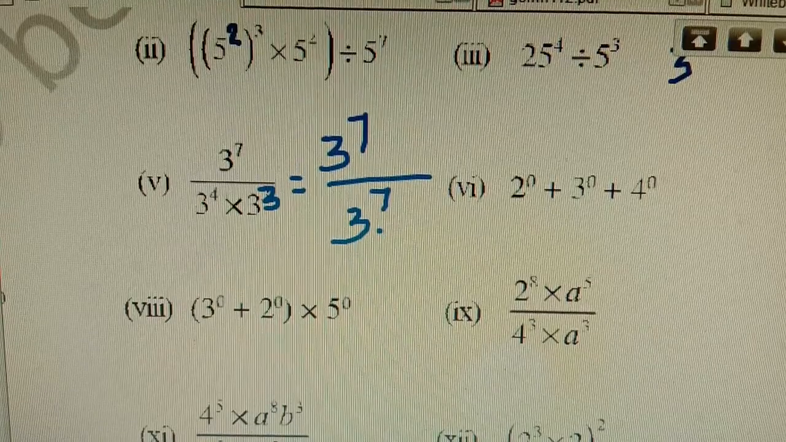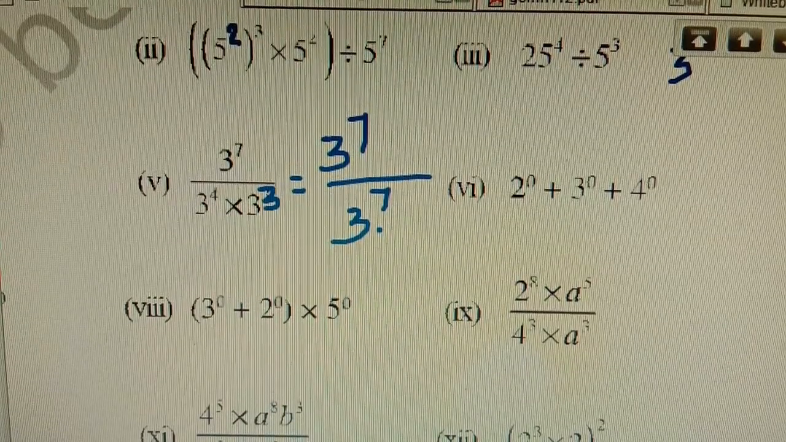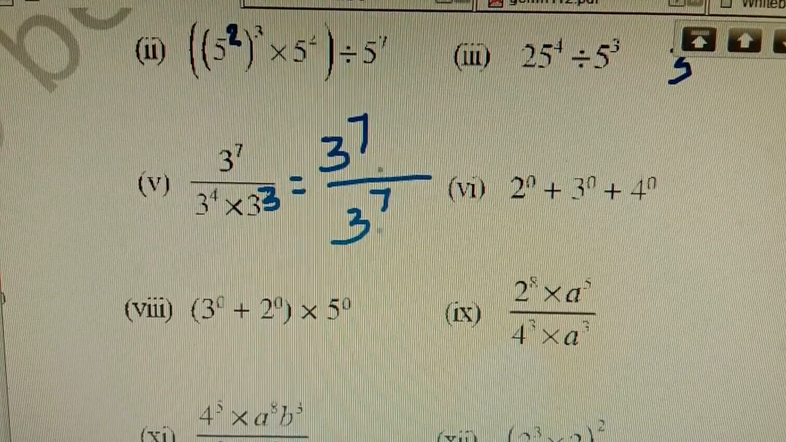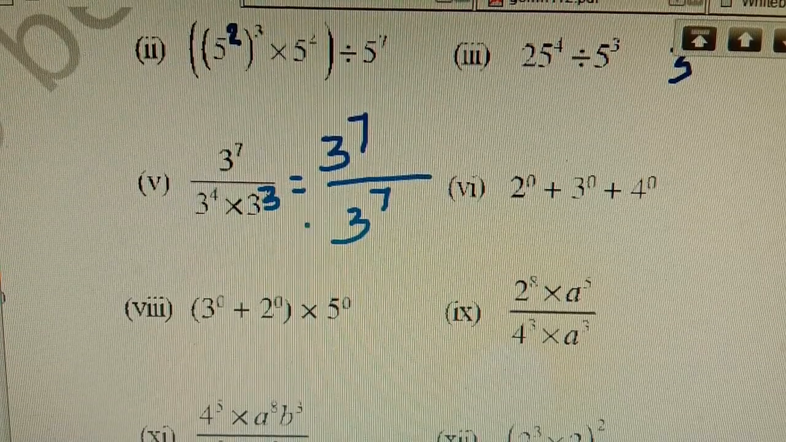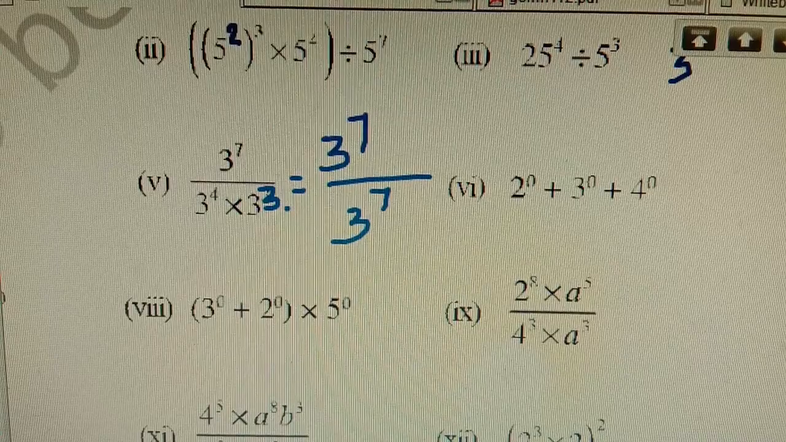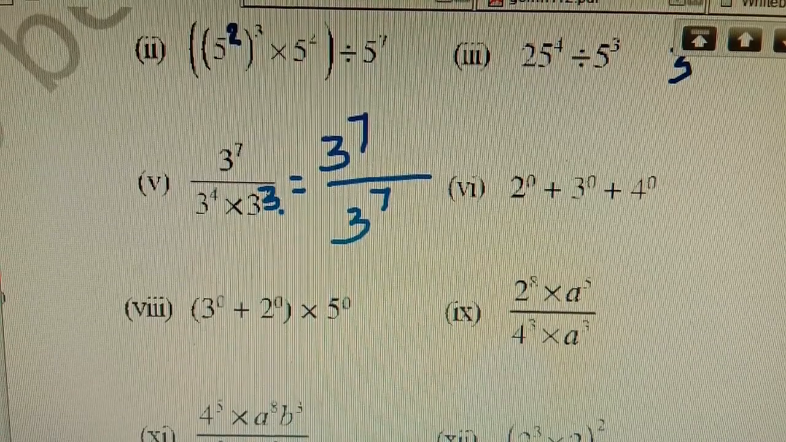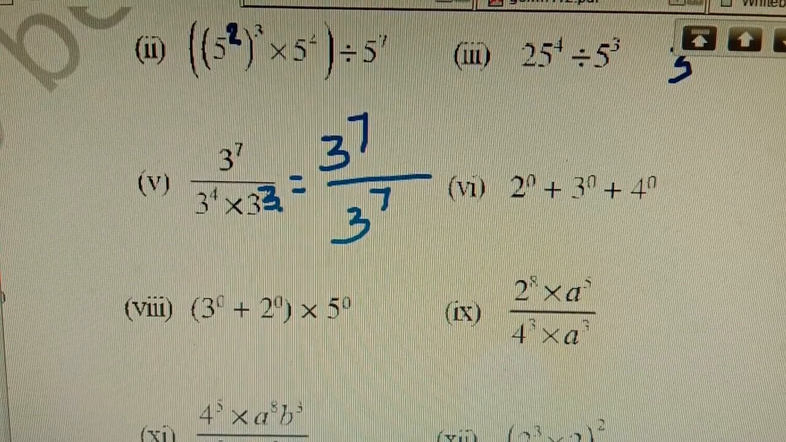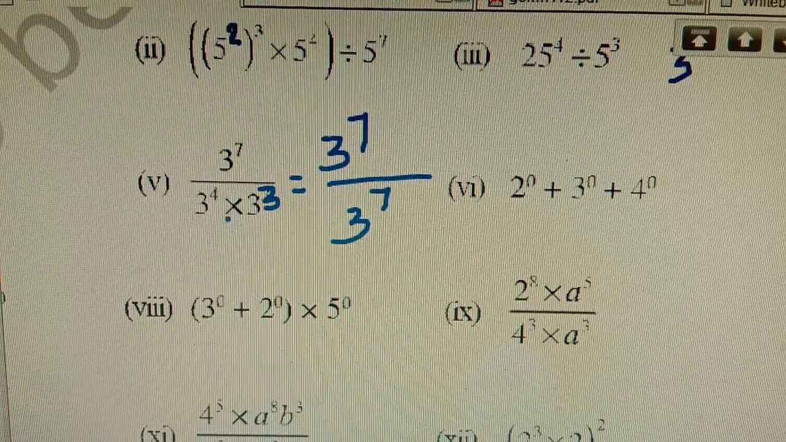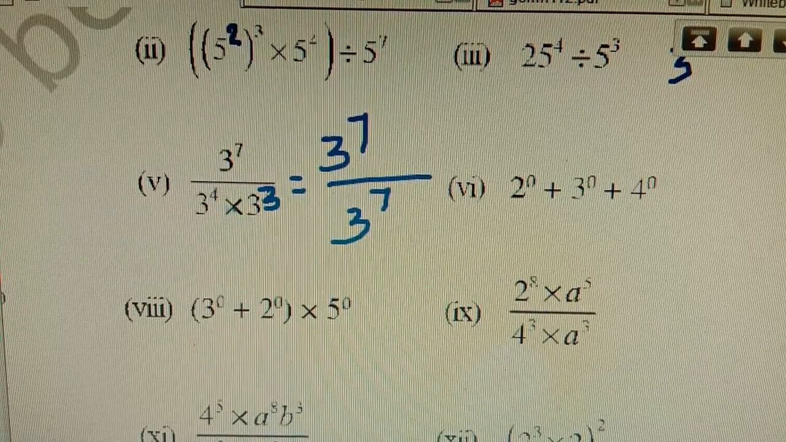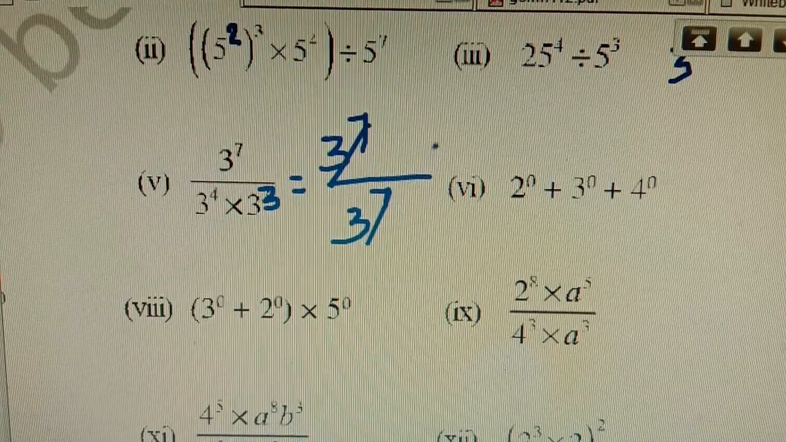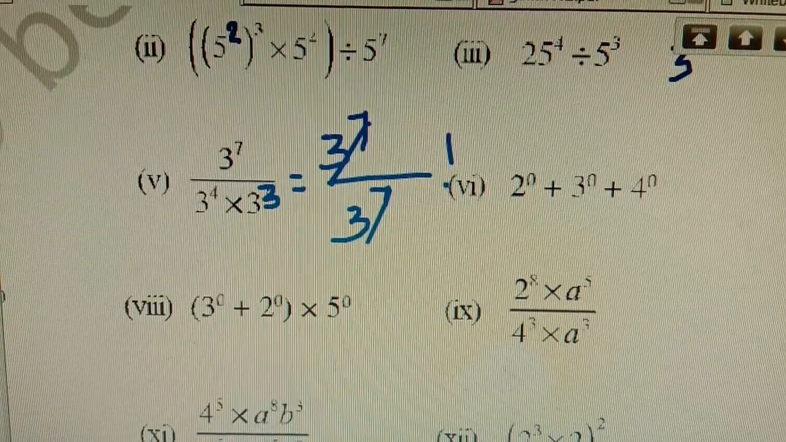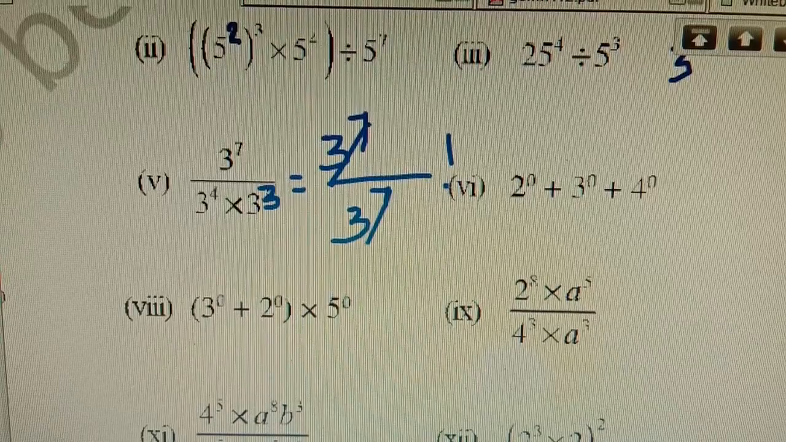Okay. First of all, you study all the laws. By the laws we are doing all this. So learn the laws by heart, and by applying the laws only we can find this. So 3 to the power of 4 into 3 to the power of 3, we are applying the law a to the power of m into a to the power of n is equal to a to the power of m plus n. So 4 plus 3, that is 7. So the 3 to the power of 7s we cancel. So the answer is 1.